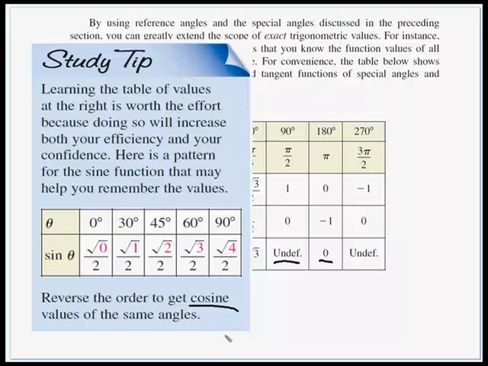To get cosine, just reverse it. If we wanted to do the cosine of those same angles at the top, we would start with the square root of 4 over 2 and then count down. Square root of 3 over 2, square root of 2 over 2, square root of 1 over 2, or 1 half, and then square root of 0 over 2, or 0.